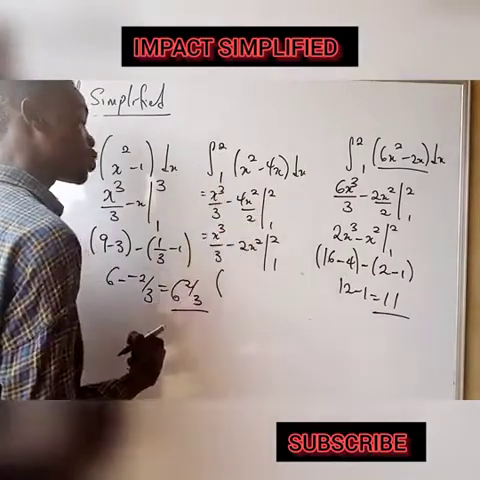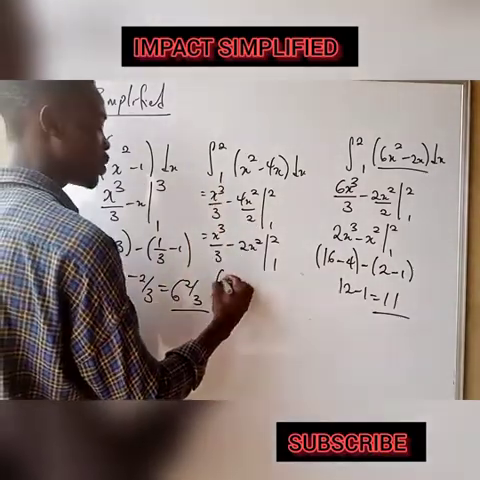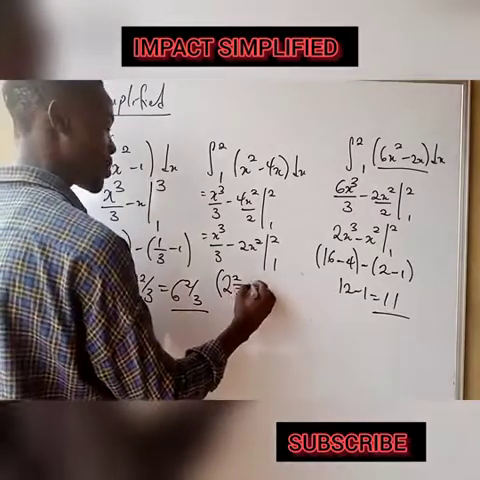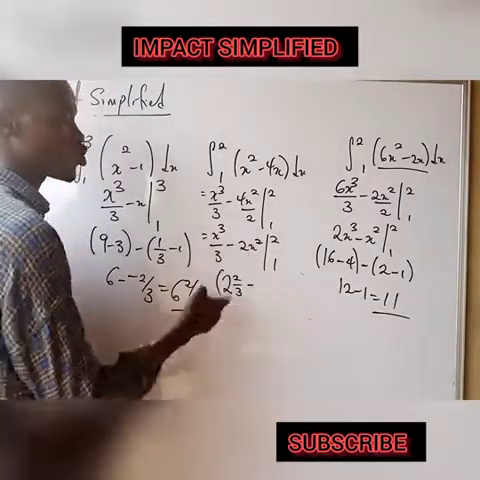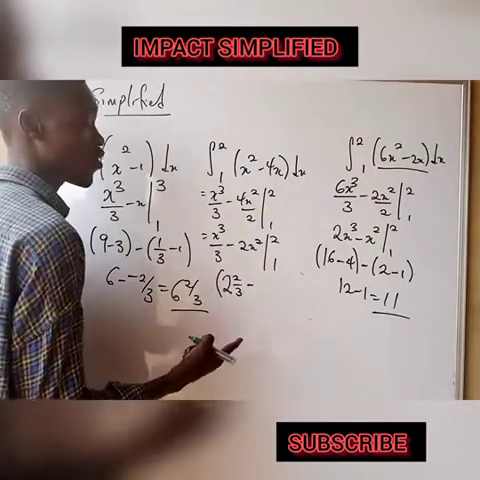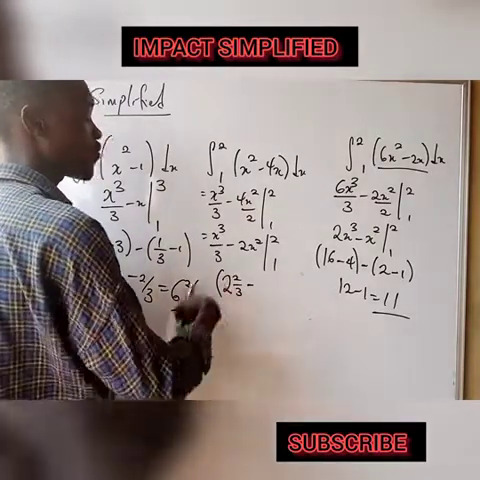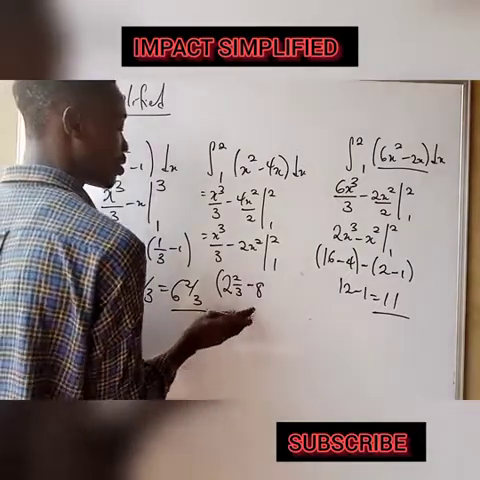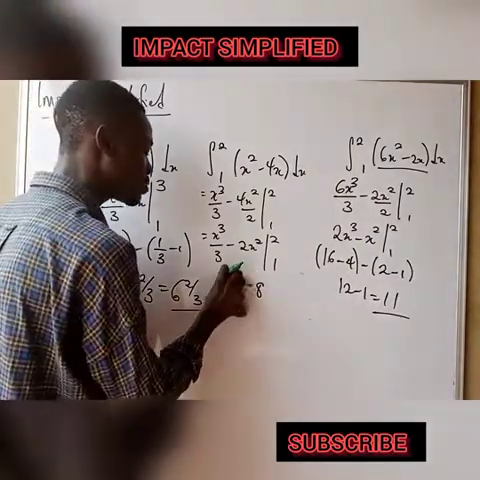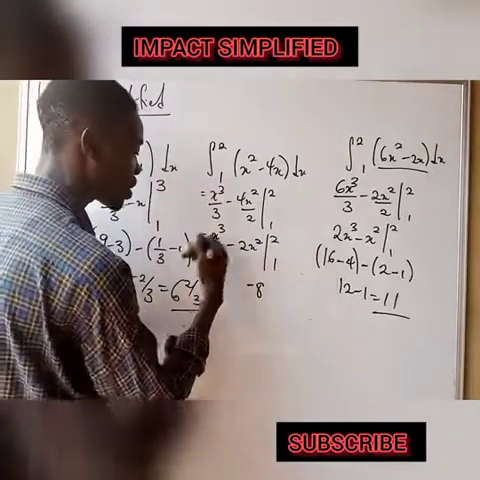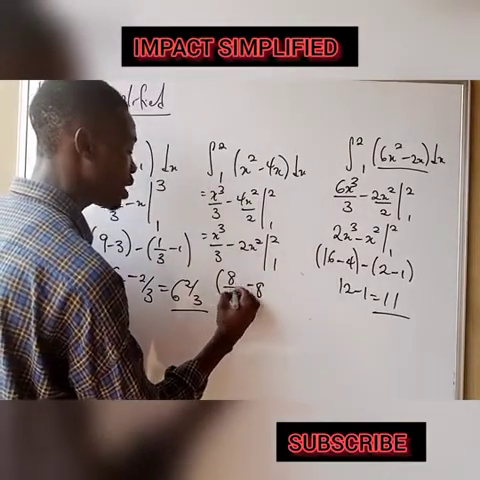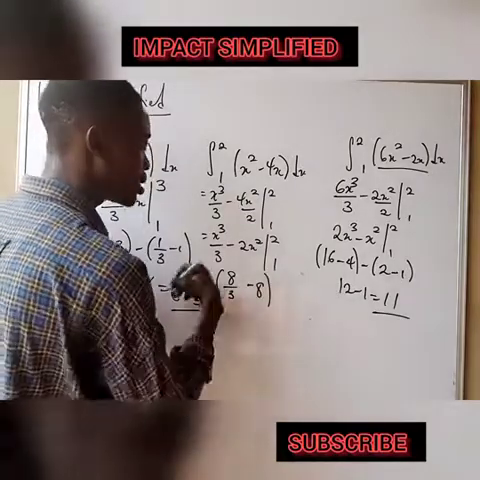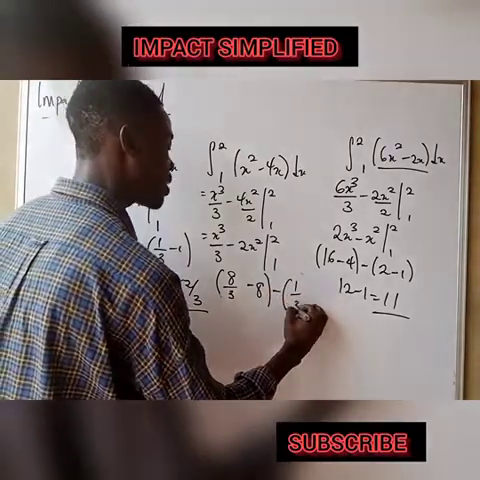2 raised by 3 is what? Is 8. 8 over 3 will give us what? 2 whole number 2 over 3. Do we get that? Minus, now what is 2 squared? 2 squared is what? Is 4. 4 times 2 will give us what? 8. Yes, now. Or better still, you can change this, since it is not going to give us fraction. You can change this to what? 8 over 3 minus 8 into, now your lower limit, that will give us 1 over 3 minus 2.